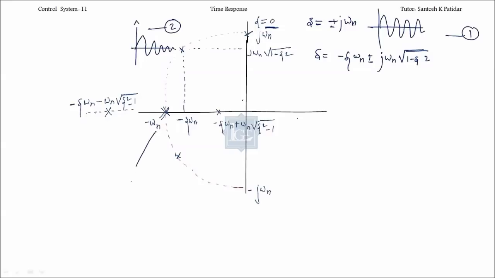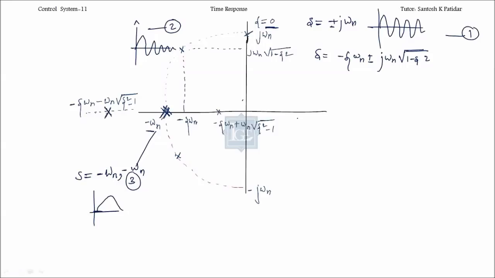The case 3 over here. In case 3, we got minus omega n twice, minus omega n, minus omega n. These are the system poles. So here we are taking the pole twice at minus omega n. This was the case of critically damped system.